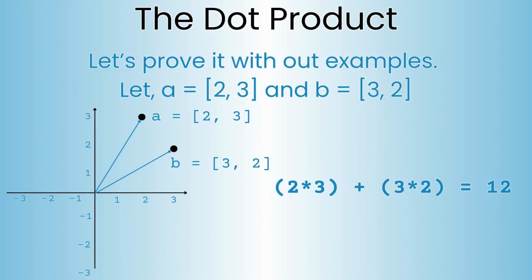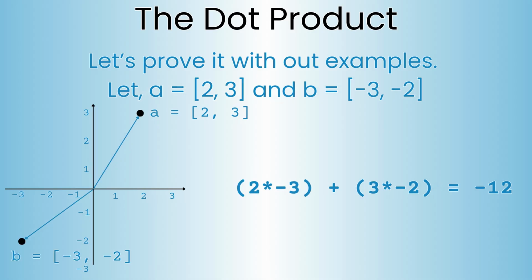Now, let's prove our concept with the examples. Let's take a vector A, which is 2, 3. If we take another vector B, which is 3, 2, which is pointing in a similar direction, then their dot product is 2 into 3 plus 3 into 2, which is 6 plus 6, giving us the positive 12. Now, let's take B in the opposite direction, which is minus 3, minus 2. Then the dot product is 2 into minus 3 plus 3 into minus 2, which is minus 6 plus minus 6, giving us the negative minus 12.